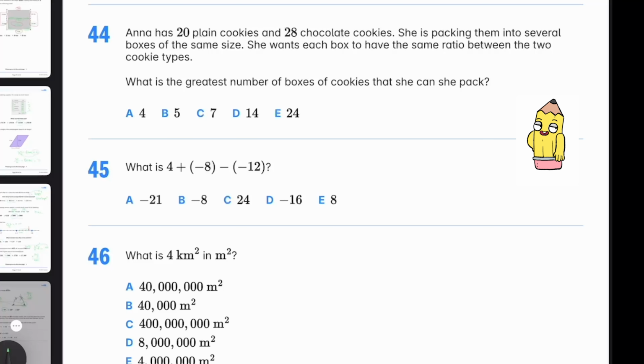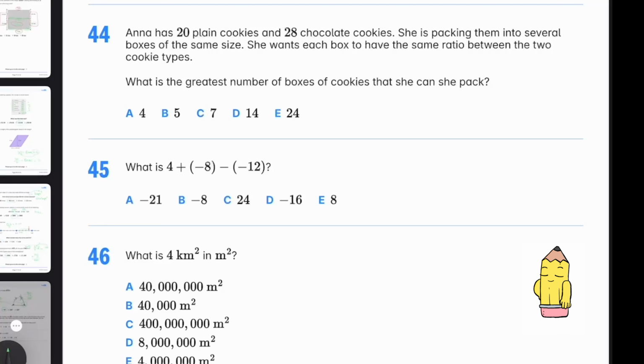Anna has 20 plain cookies and 28 chocolate cookies. She is packing them into several boxes of the same size. She wants each box to have the same ratio between the two cookie types. What is the greatest number of boxes of cookies that she can pack?